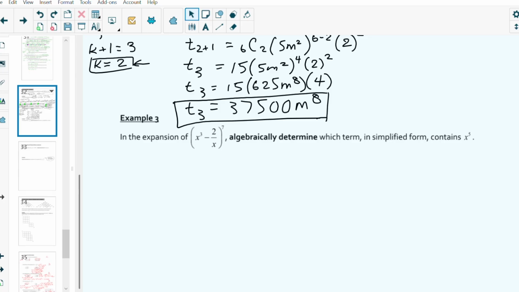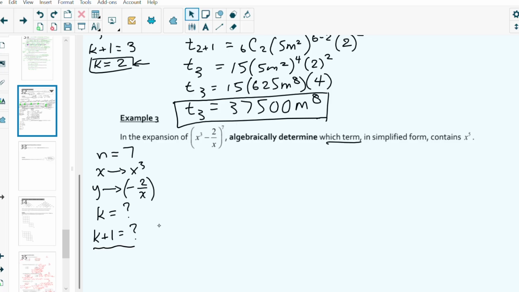Okay, so let's get some key facts down. N equals 7. Okay, x is x cubed, and then y is negative 2 over x. Okay, which term? So we need to find what k equals and ultimately what k plus 1 equals, right? Because this is your term number, right? But let's find k first.